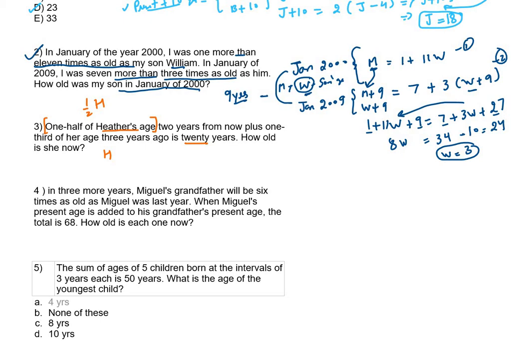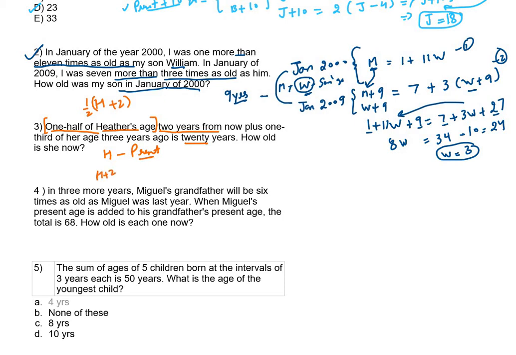2 years from now. Now he's talking 2 years from now. Let h be the present age. So what will be Heather's age 2 years from now? It will be h plus 2. So 1/2 of Heather's age will be half of h plus 2. Here h is the present age, and after 2 years her age will be h plus 2.